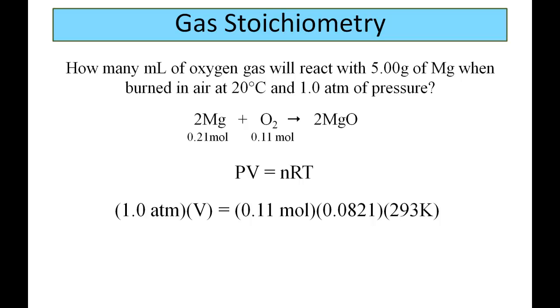The moles of O2 that we have is 0.11 moles. Notice I used the R value of 0.0821 because my pressure is in atmospheres. And of course, my temperature has to be in Kelvin, so I take the 20 degrees Celsius and add 273. When I solve for this, my volume is 2.6 liters. Notice it's in liters, so in order to convert that into milliliters, I multiply it by 1,000, and I get 2,600 milliliters of volume. So to react with 5 grams of magnesium, it would take 2,600 milliliters of oxygen gas to react.